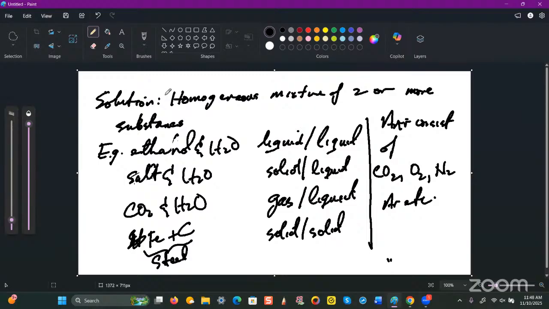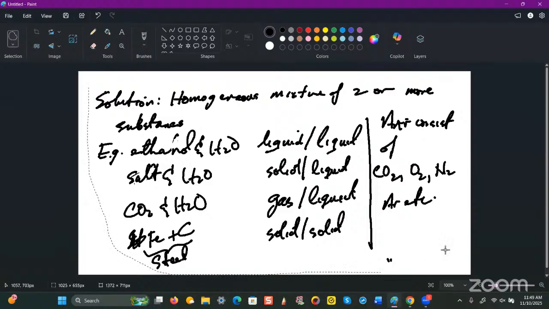So what all of these that we just discussed have in common is that it's a homogeneous mixture of two or more substances, and therefore we call that a solution. Okay, with that said, let's talk about how to express what we call the concentration of solutions. There are several ways of doing that, and it really depends on your purpose for determining the concentration.